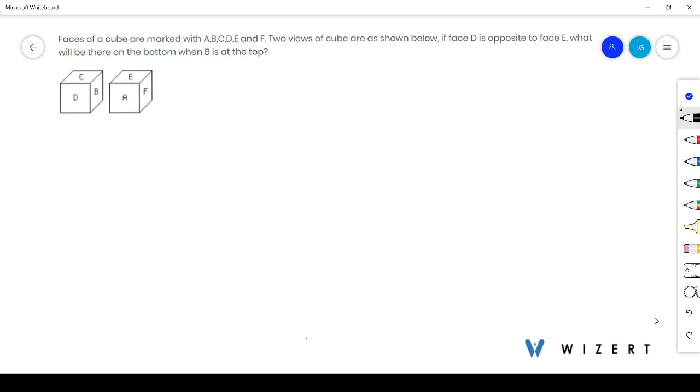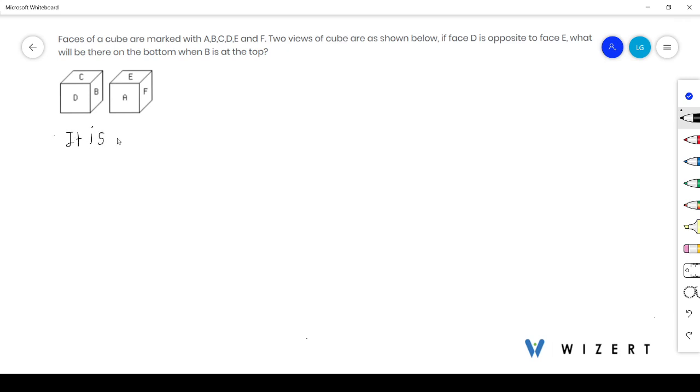Our question is, faces of a cube are marked with A, B, C, D, E and F. Two views of the cube are as shown below. If face D is opposite to face E, what will be there on the bottom when B is at the top?